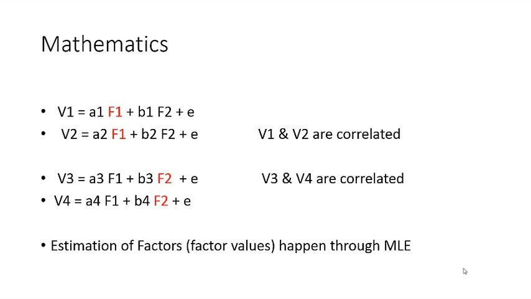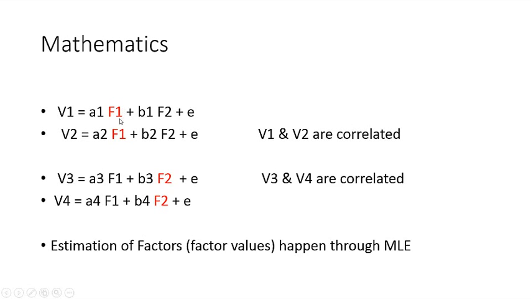Well, the mathematics is not very simple, but it requires a lot of interest to go into the detail. But to keep it very simple, we assume that each correlated variable is a function of a couple of factors. Let's assume we have four variables: v1, v2, v3, v4. v1 and v2 are correlated, and v3 and v4 are correlated. v1 is a linear combination of f1 and f2. So is v2. So are v3 and v4.